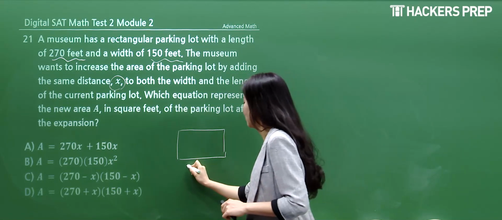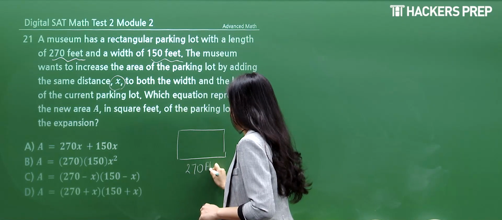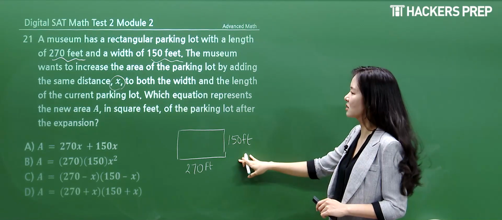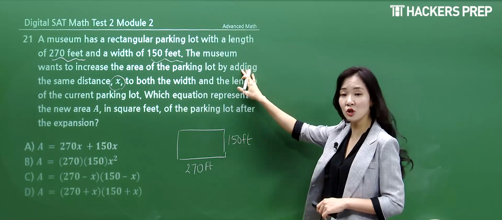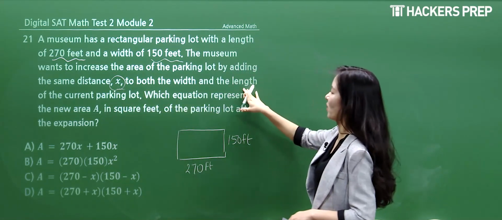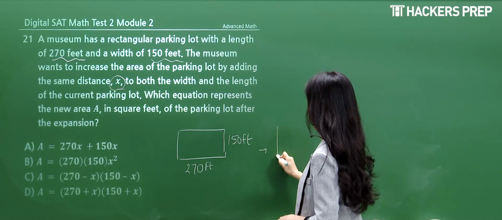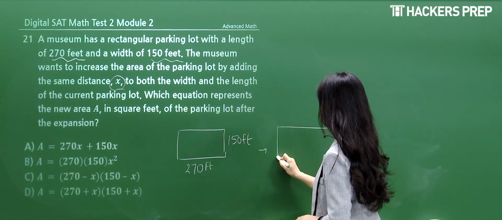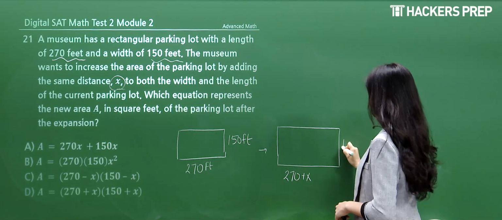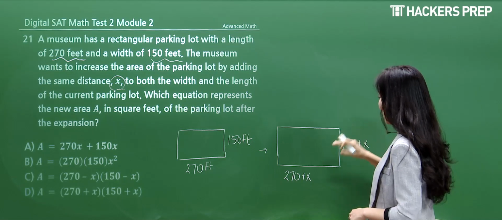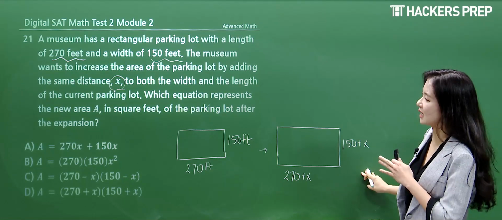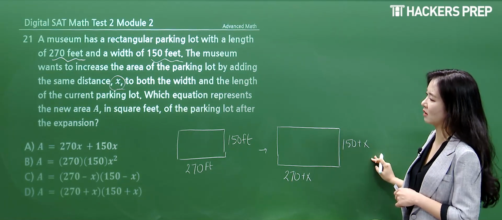Certainly not drawn to scale. So the museum parking lot would look something like this. But then in the second scenario, or this new added scenario where they're adding x, which is the same distance, to both the width and the length, this is a representative of what they've explained, right? With the addition of the same distance x to both the width and the length of the current parking lot.